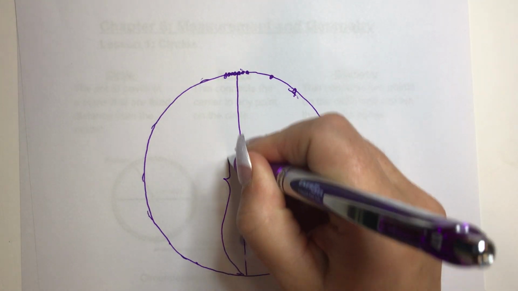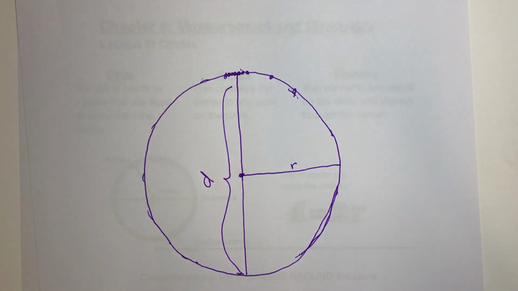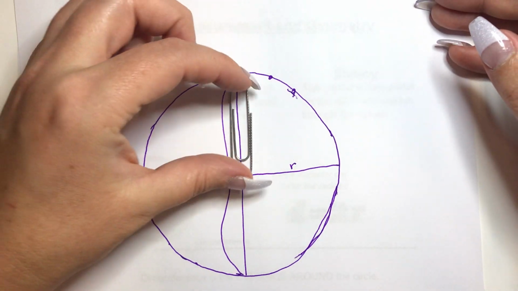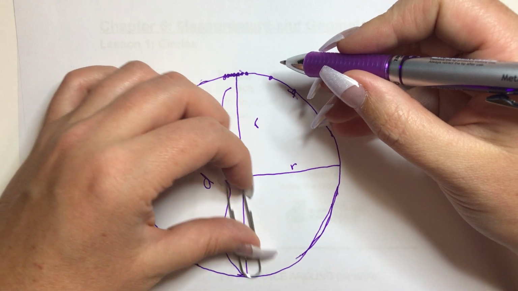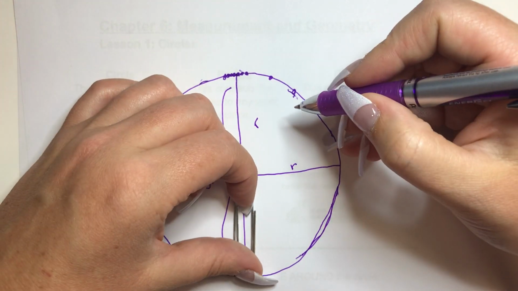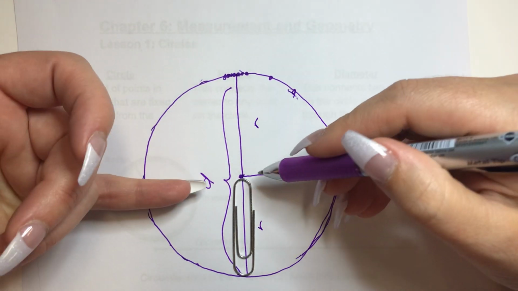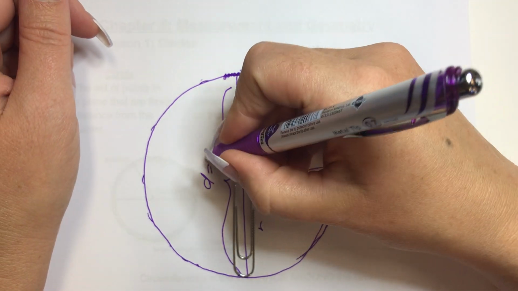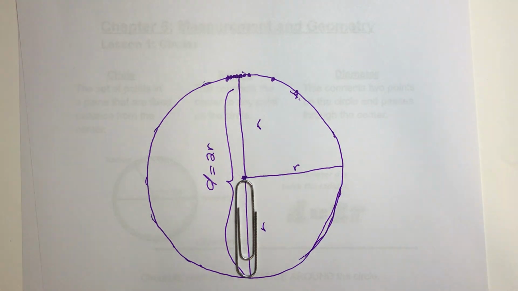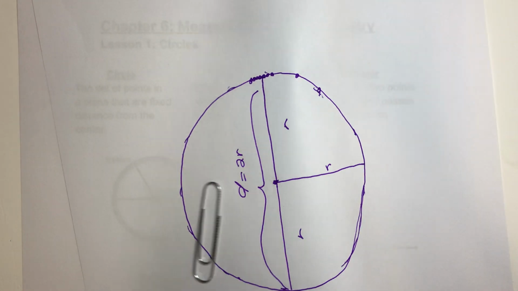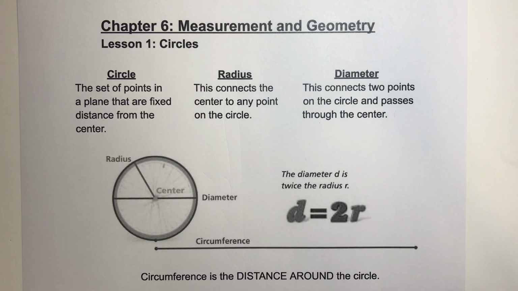Now, the cool thing about a diameter is that a diameter is actually made up of, look, that's a radius there, and that's a radius right there. So every diameter is actually equal to 2 radii. That's how they call it, plural. All right? Okay, perfect.